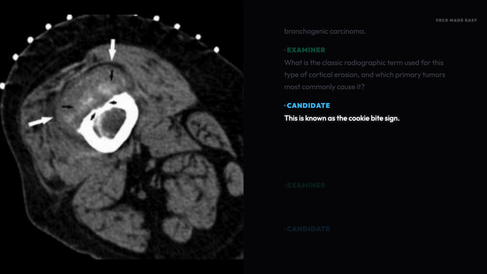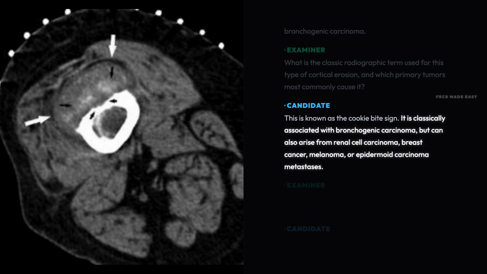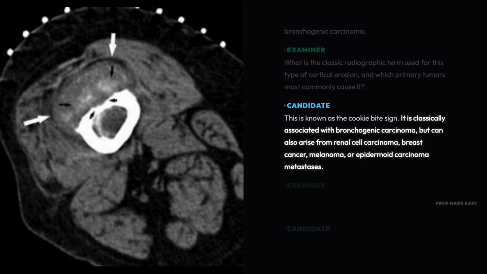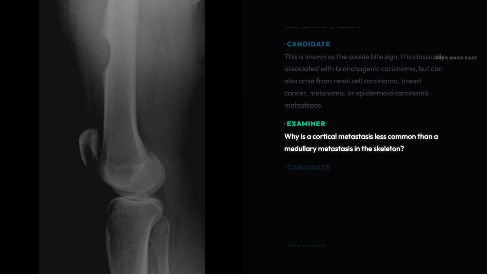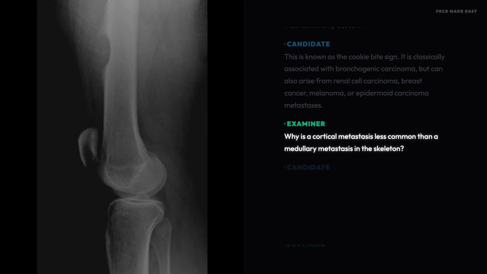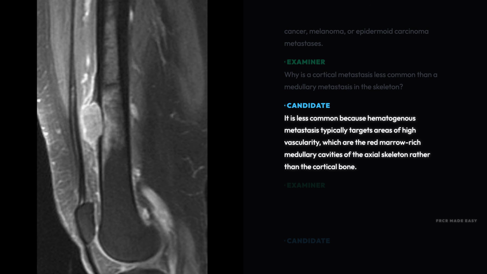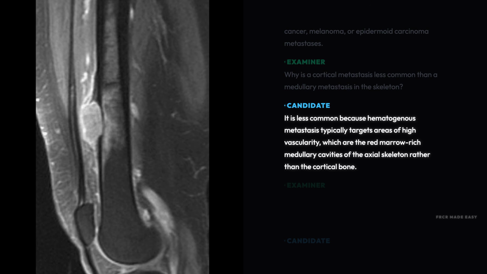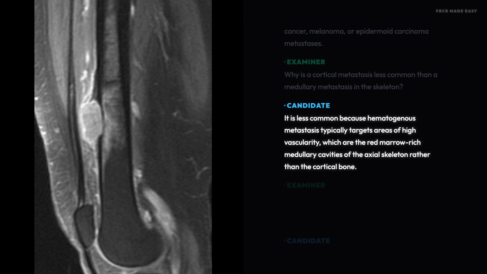It is classically associated with bronchogenic carcinoma, but can also arise from renal cell carcinoma, breast cancer, melanoma, or epidermoid carcinoma metastases. Why is a cortical metastasis less common than a medullary metastasis in the skeleton? It is less common because hematogenous metastasis typically targets areas of high vascularity, which are the red marrow-rich medullary cavities of the axial skeleton rather than the cortical bone.